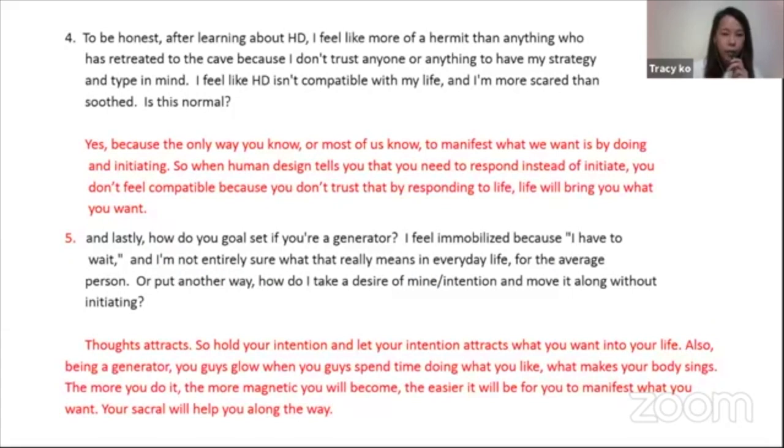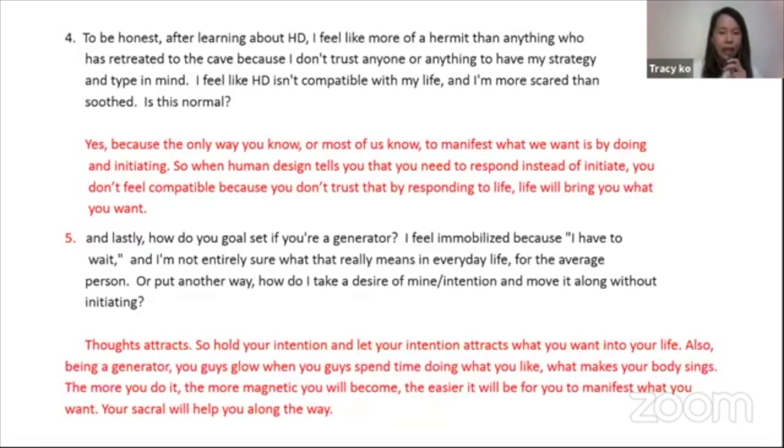And number 4, to be honest, after learning about human design, I feel more like a hermit than anything, who has retreated to the cave, because I don't trust anyone or anything to have my strategy and thought in mind. I feel like human design isn't compatible with my life, and I'm more scared than sure.